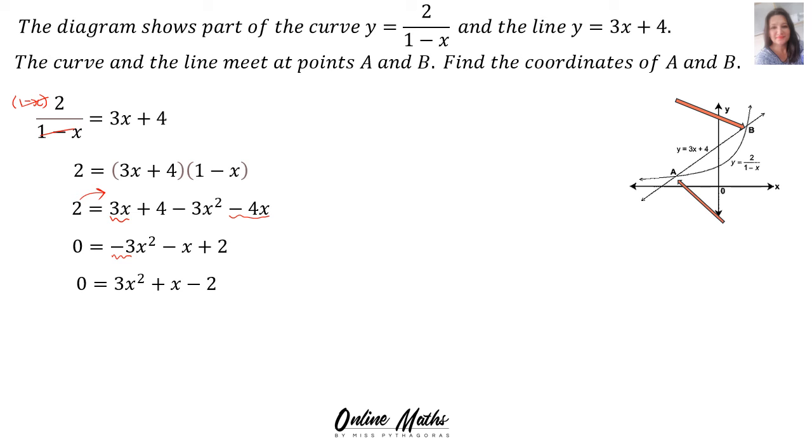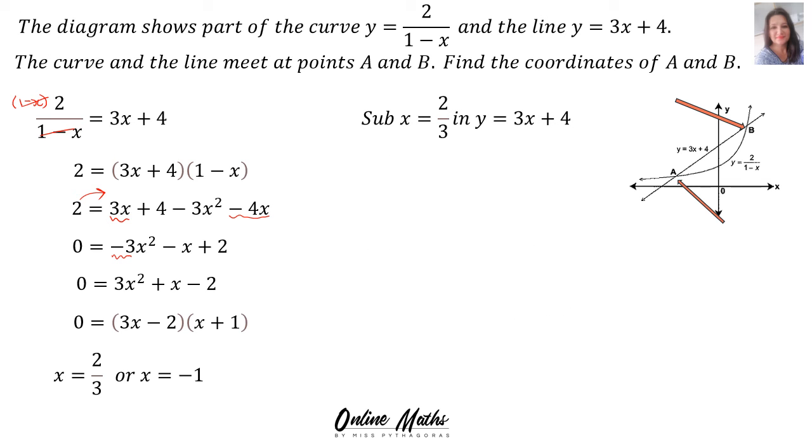Now you want to factorize. Remember, if you can't factorize, you may use the quadratic formula. Or this one, when you factorize, it becomes bracket 3x minus 2 bracket x plus 1. And then when you solve x is 2 over 3 or x is negative 1. Then, to find the corresponding y, we say substitute x is equal to 2 over 3 in y is 3x plus 4. Why did I choose the straight line? It looks easier. I don't want an x under the line.